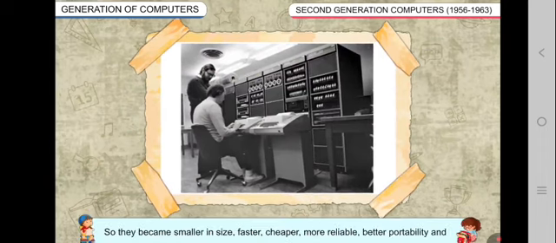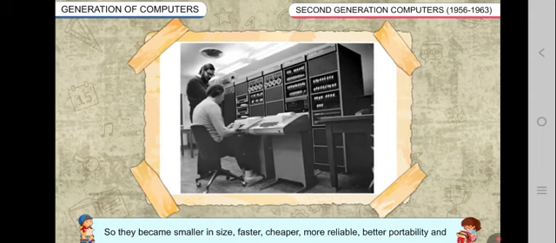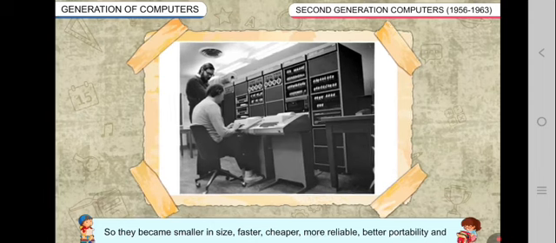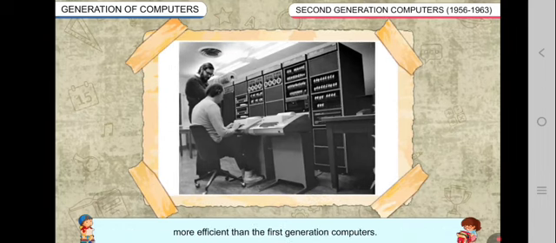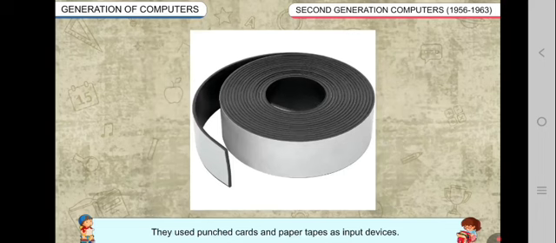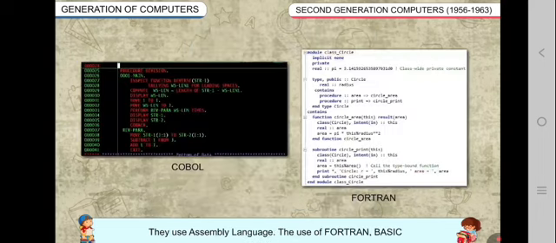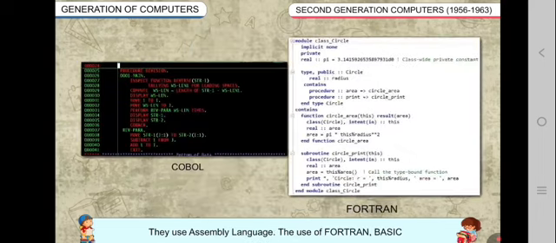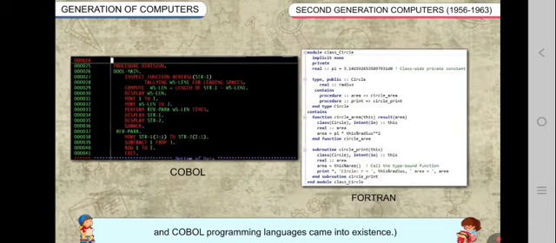Generation of computers. Similarly, as humans, computers also have generations. The generation is based on the development of technology used in computing. First generation computers, 1940 to 1956. The first generation of computers was based on vacuum tubes.